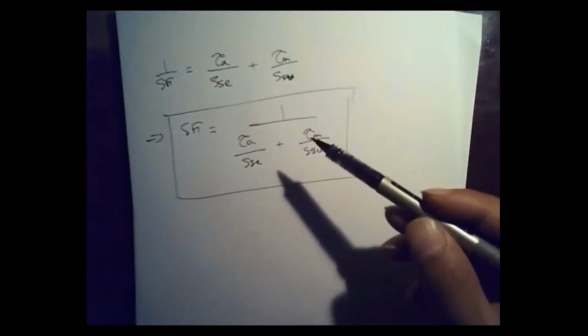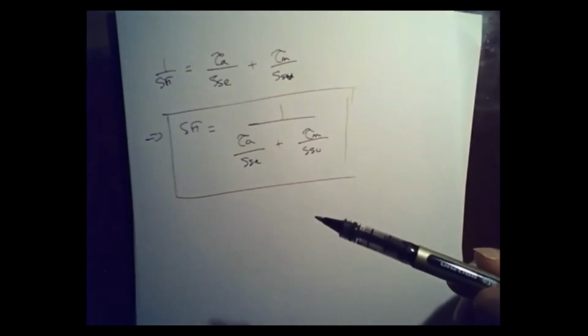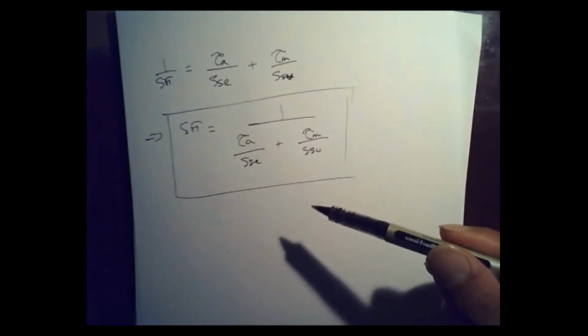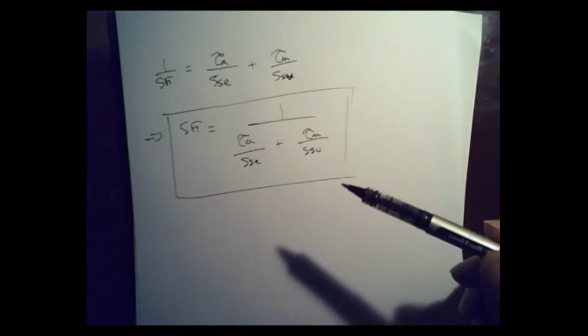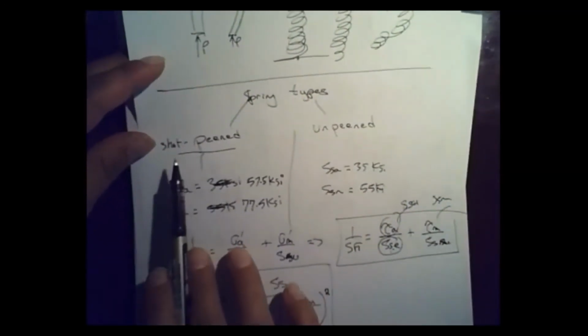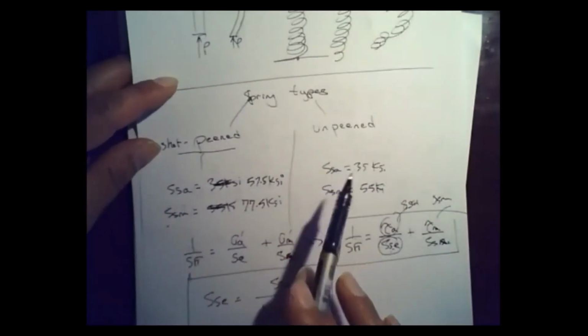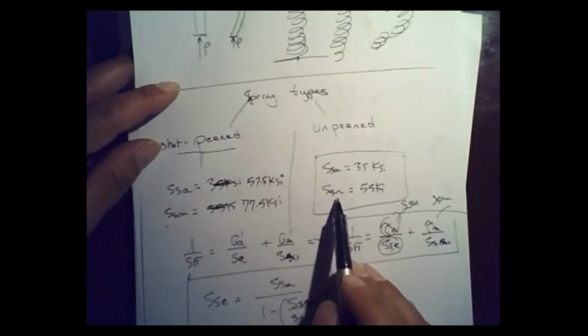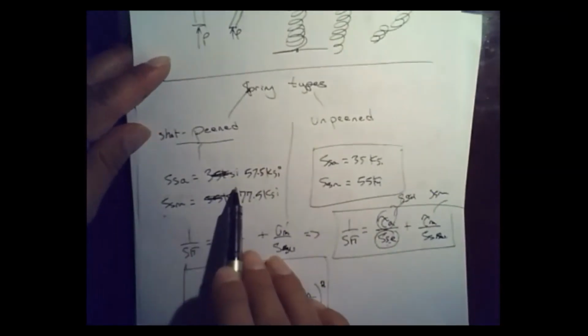All right, so really pretty basic, guys. If you have a spring and you are trying to calculate the safety factor for fatigue of a spring, the first thing that you have to do is identify if the spring is shot peened or not shot peened. If it's unpeened, then you're going to use these values, SSA and SSM. And if it is shot peened, you're going to use these values.